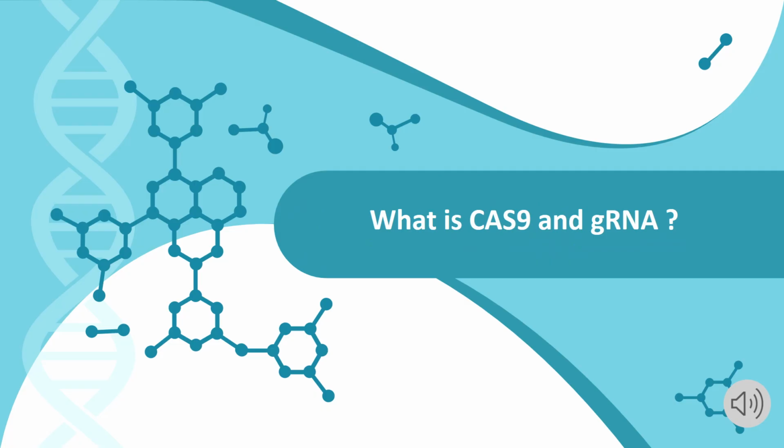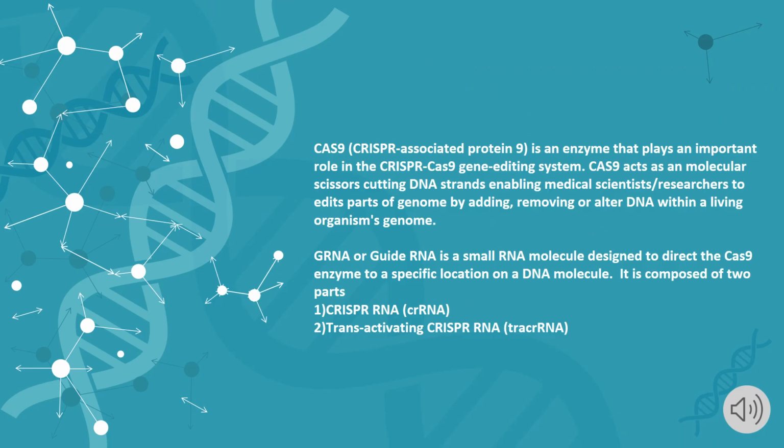What is Cas9 and gRNA? CRISPR-associated protein 9 is an enzyme that plays an important role in the CRISPR-Cas9 gene editing system. Cas9 acts as a molecular scissors, cutting DNA strands, enabling medical scientists or researchers to edit parts of the genome by adding, removing, or altering DNA within a living organism's genome.